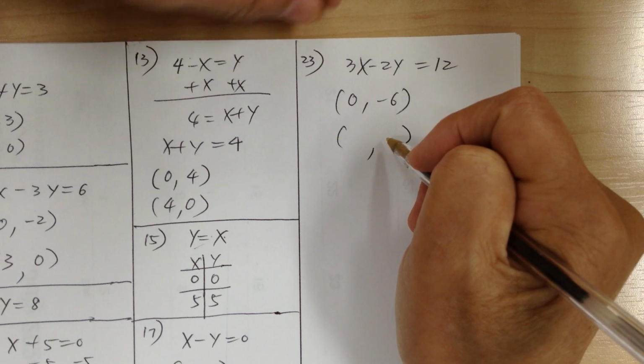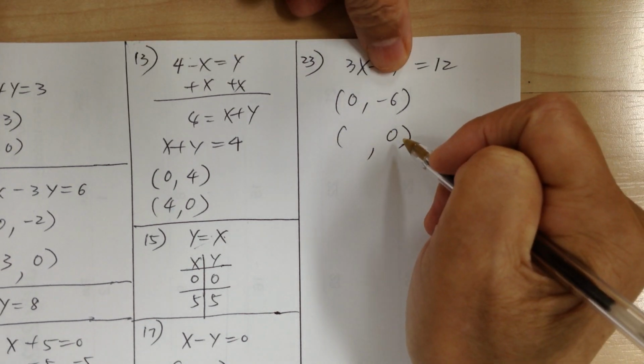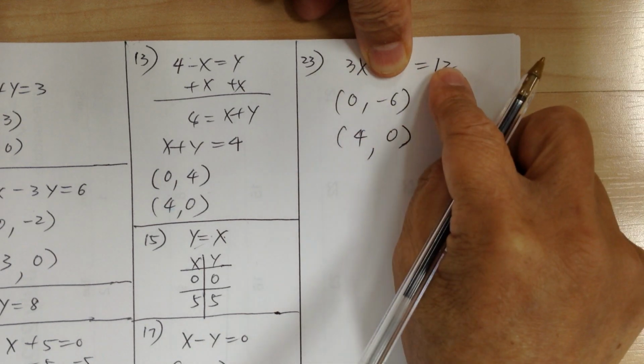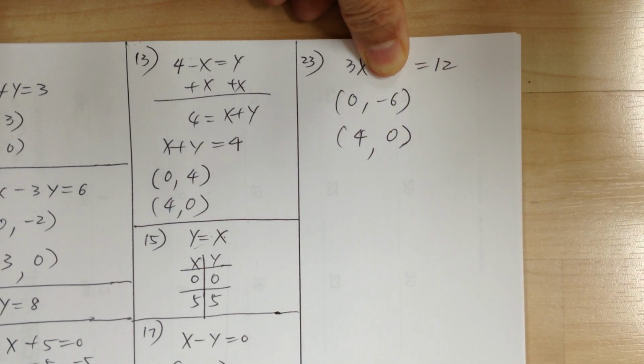Then you do the opposite, let y equal to 0, so this is gone, right? And 3x equal to 12, so you need to get 4. 3 times 4 give you 12. Okay, so now let's go and do the graphing.